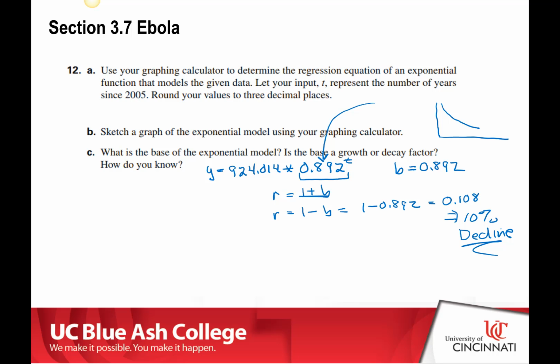If you have something like this, we have a decay factor, you can compute the rate of decay as 1 minus b, which is going to give you 1 minus 0.892, which will give you 0.108. And essentially it's saying that you're experiencing a 10.8% decline, or about 10%. There we go. So what this is telling us is that each year the price of the TV is going down by about 10%.